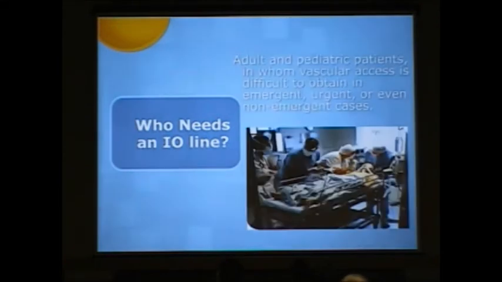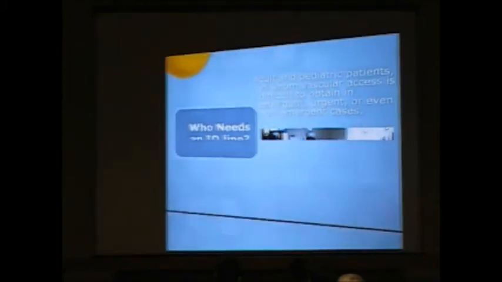So I want to talk about, you saw some of these slides previously about how and where to put the IO in the patient. Who needs an IO line? Some of us as physicians may ask ourselves, why would I need an IO? Basically, any time a patient needs vascular access in an emergency, when you can't get an IV peripherally or you don't have time to put a central line in emergency cases.